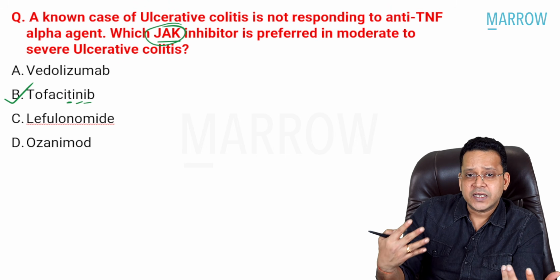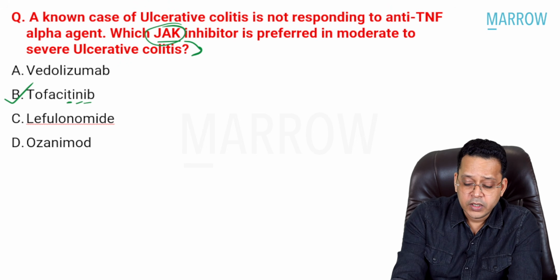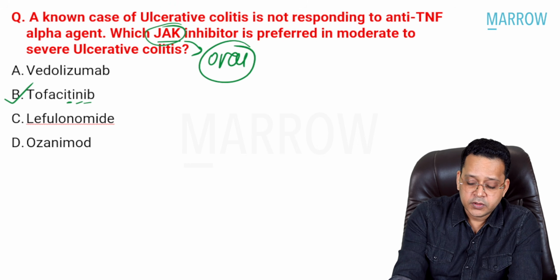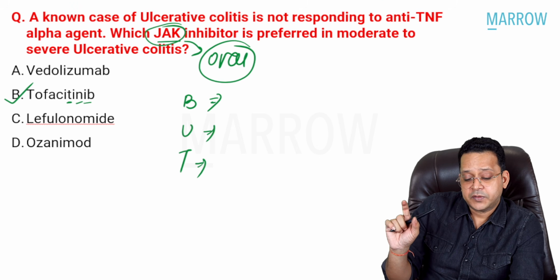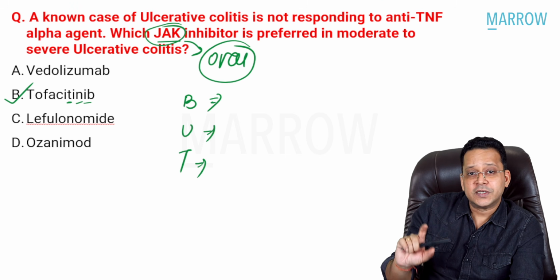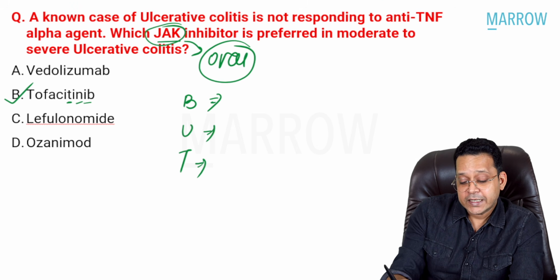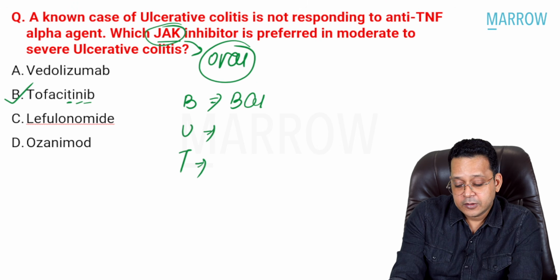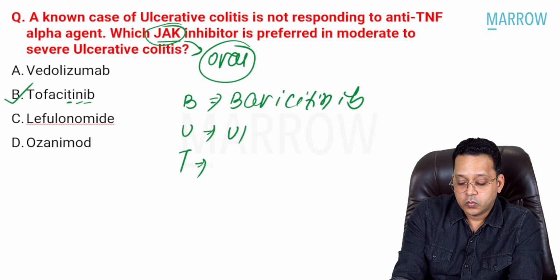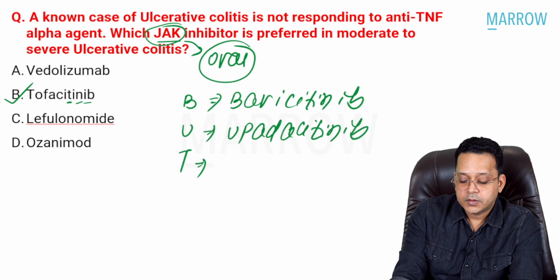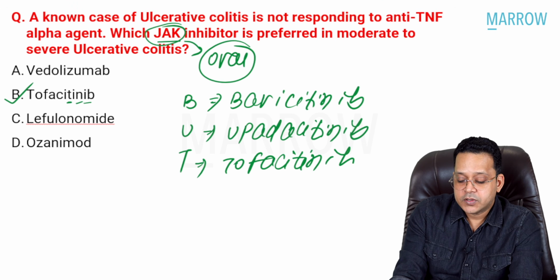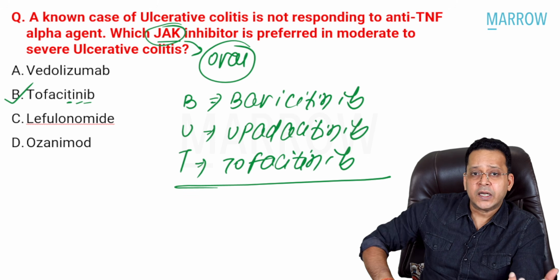JAK inhibitors are oral drugs, and you can remember three JAK inhibitors with BUT. But if I give a TNF alpha agent and the patient does not respond, that is the but, then I use drugs like baricitinib, U for upadacitinib, T for tofacitinib. So these are some of the examples of JAK inhibitors.